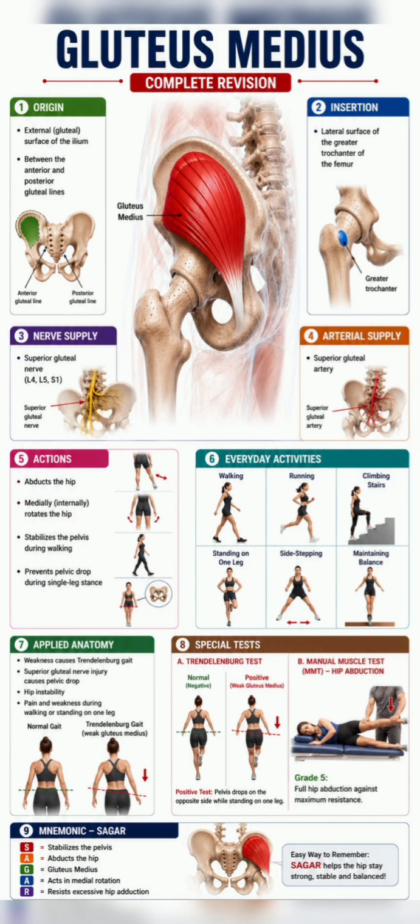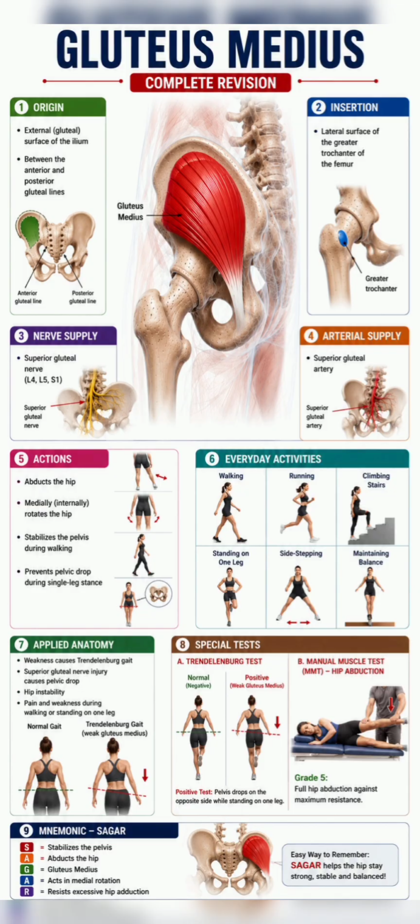Then the everyday activities: this muscle helps while walking, running, climbing stairs, standing on one leg, sidestepping, or maintaining balance. Applied anatomy, as already said: weakness causes Trendelenburg gait, superior gluteal nerve injury causes pelvic drop and hip instability, and damage to the superior gluteal nerve causes weakness of this muscle. Then special tests, already said two: the Trendelenburg test and manual muscle testing, that is MMT, for hip abduction. And the mnemonic I said is Sagar.